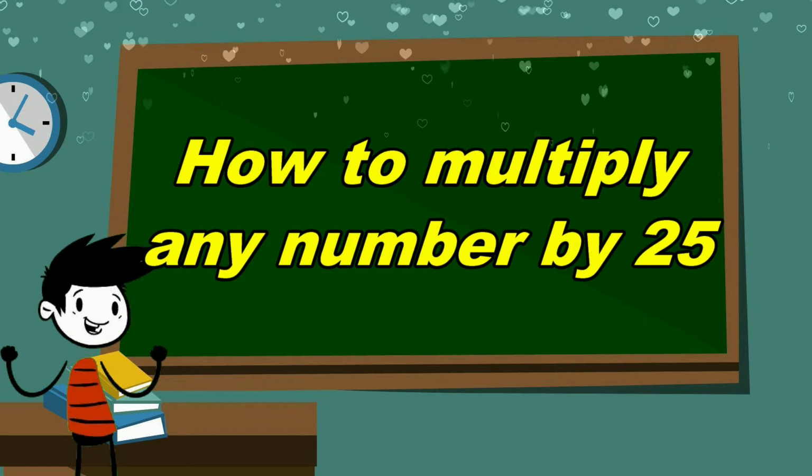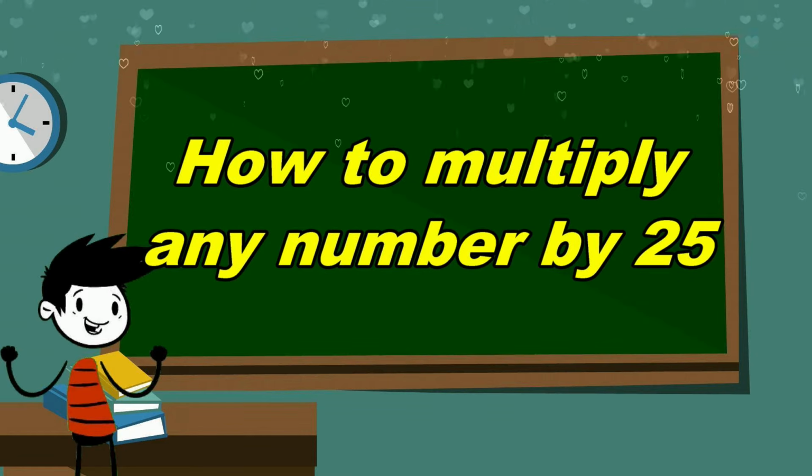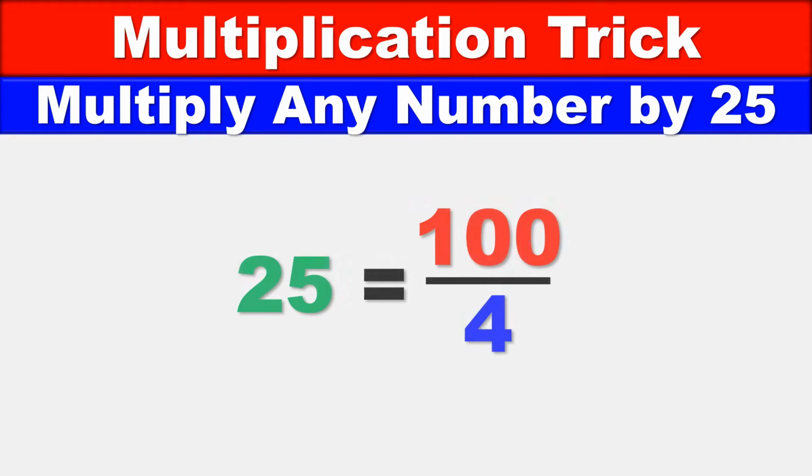Now, the important thing to note is that 25 can be represented as 100 divided by 4. So all you have to do for this trick is divide by 4 and multiply by 100. Now, in most cases, you won't be able to divide by 4 cleanly, so we're gonna have to take a look at the remainders. But this is something I'm going to be talking about in just a moment. So let's take our first example.